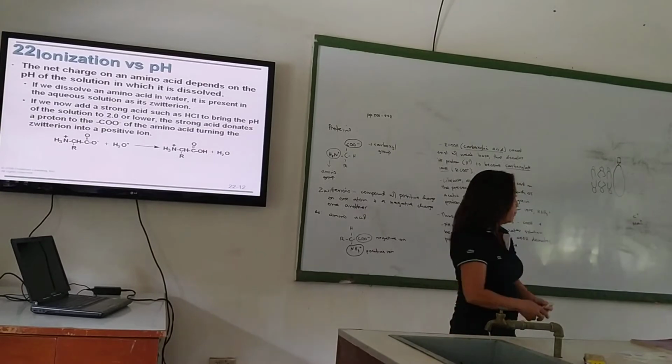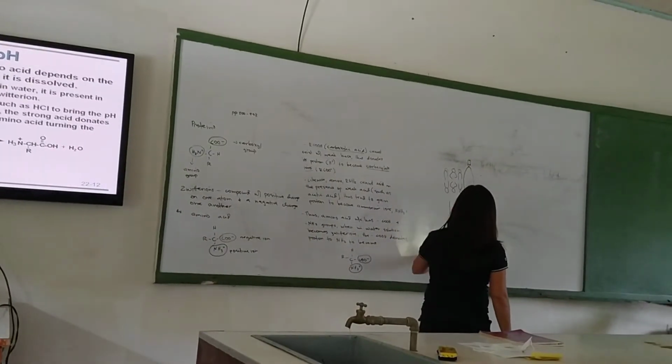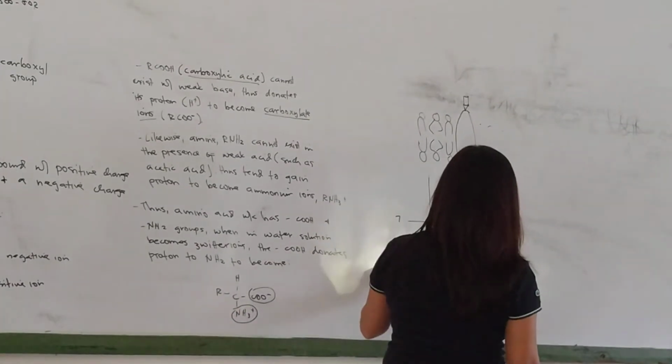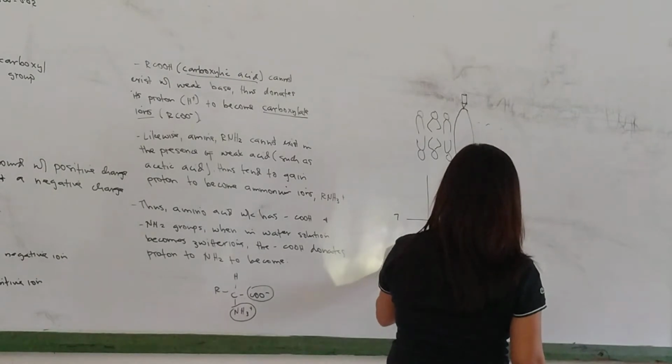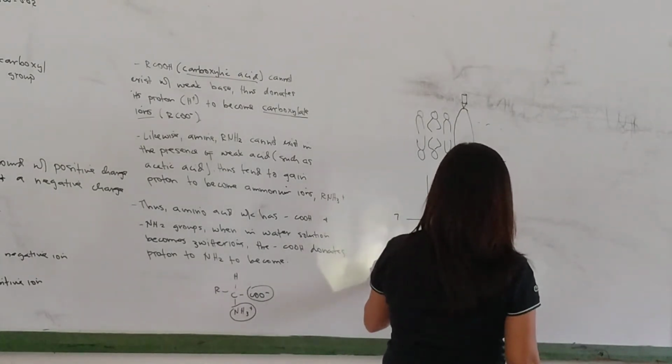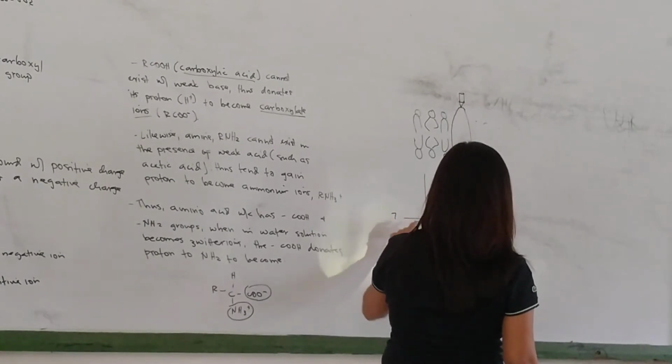Remember the pH scale? Say, this is 7, this is 1. 2, 3, 4, 5, 6, 7.